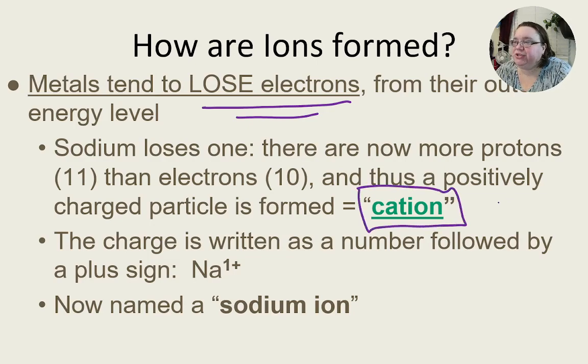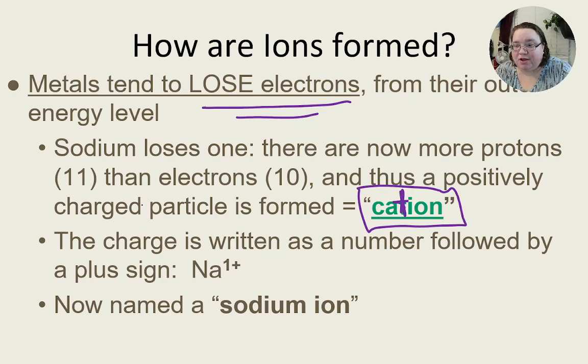Remember, a silly way to remember that cations are positive is that little t, pretend it's a plus sign. Cation ions are positively charged. But our metals are going to lose their valence electrons, so it's easy to predict what charge they're going to form.